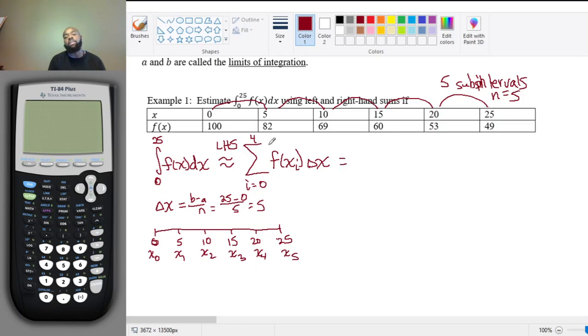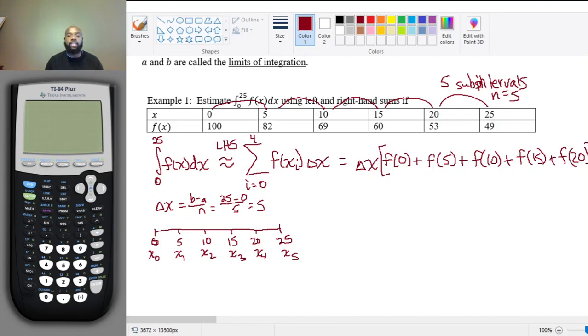When I do this estimate using 5 rectangles, all of our values are going to be multiplied by delta x. So I'm going to write that out. This is basically going to be f of x sub 0. F of x sub 0 is 0. So I'm going to say f of 0 plus f of x sub 1, which is 5, plus f of x sub 2, which is 10, plus f of x sub 3, which is 15, plus f of x sub 4, which is 20. This is what I want to calculate, all right? Now, my functional values are given on this second row here, right? And so this is going to equal, I'm going to come over a little bit, my delta x is 5, and I'm going to multiply that.